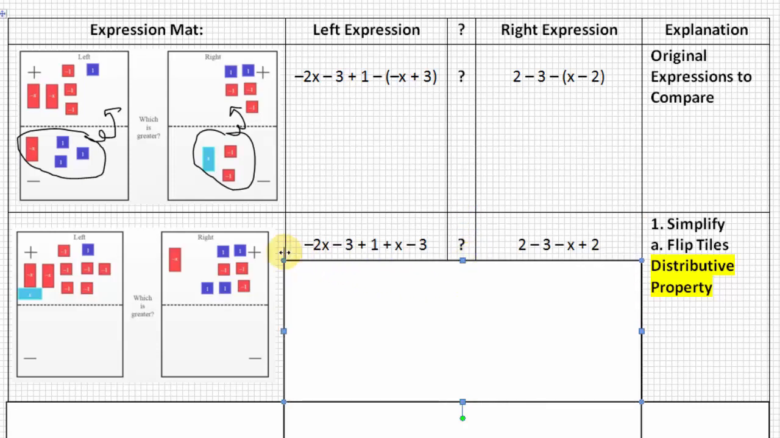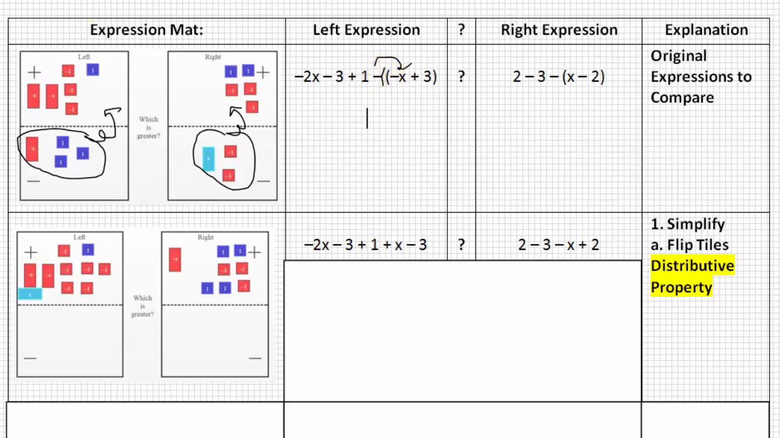So this is what we end up with, and this matches what we have on our mat: a negative 2x minus 3 plus 1 plus x minus 3. Notice what I have here is I need to show that I actually have a -1 hiding right here. And what I'm doing is multiplying that -1 times this -x. So -1 times -x gives me this +x, so everything else was already just there.